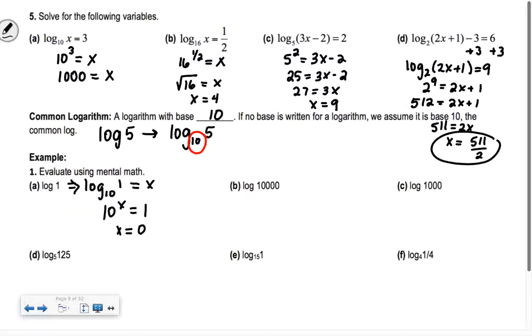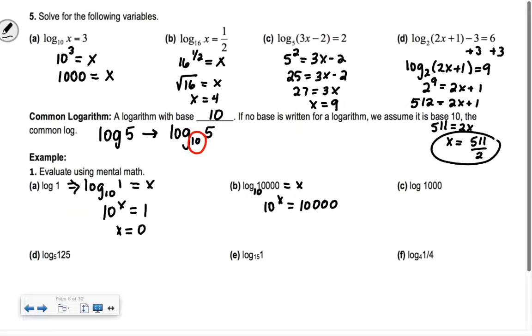So how about this one? This is log base 10 of 10,000 is equal to x. So what we're thinking in our head is we're saying 10 to some power gives me 10,000. Do you guys know the tricks for tens? It's how many zeros, right? If I had 10 squared, that's 10 times 10, so it's 100. 10 cubed is 10 times 10 times 10, which is 1,000.